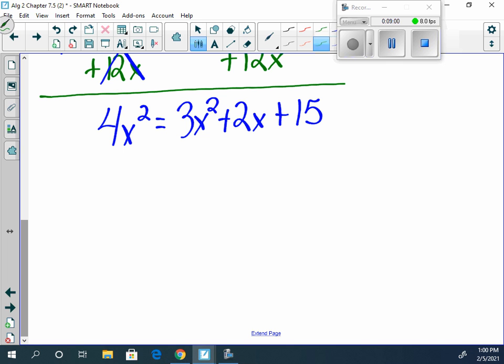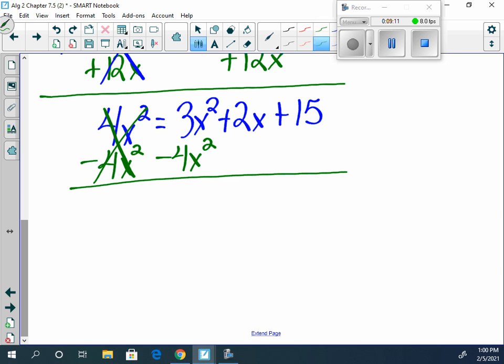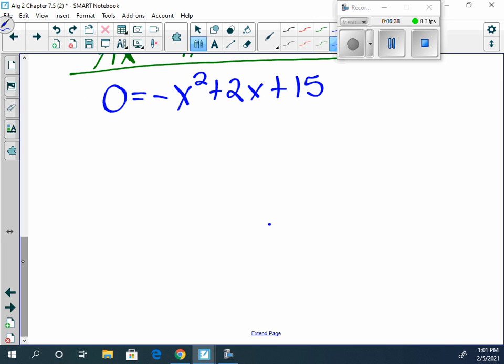Now at this point here, we still need to get all the variables, everything on the same side. So we can subtract 4x squared from both sides. Well, 4x squared minus 4x squared would give me 0. Is equal to 3 minus 4x squared would be negative x squared plus 2x plus 15. So if we look at this here, well, x squared is negative.